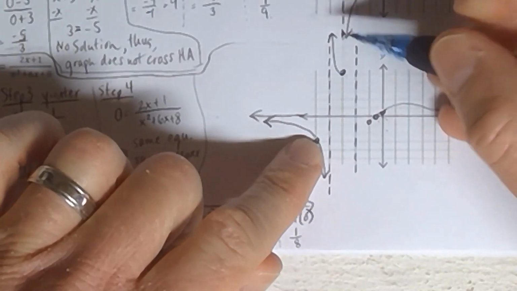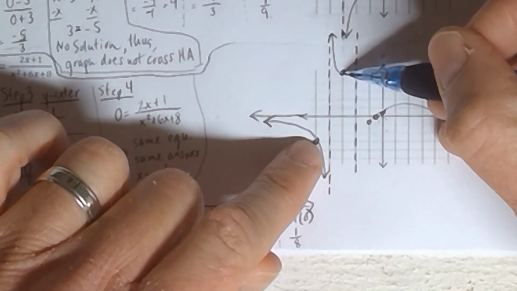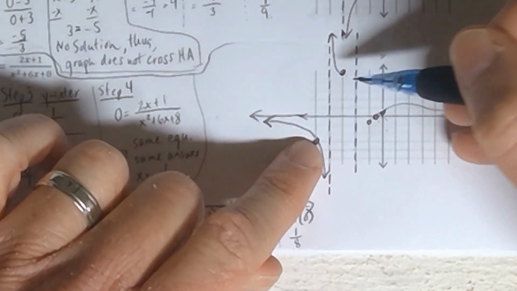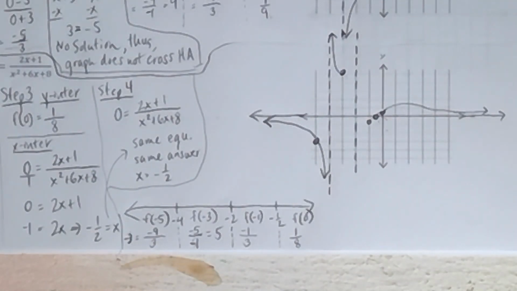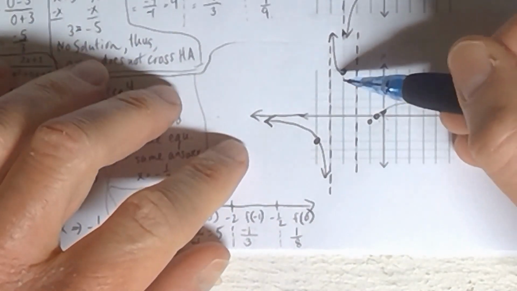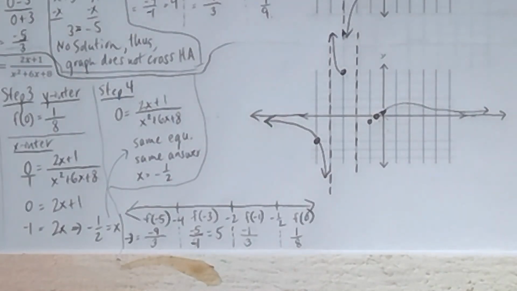then you just have to ask yourself, are they going to go towards it or are they going to go away from it? And that's what's going to help you figure out what direction it goes as it goes towards the vertical asymptote.